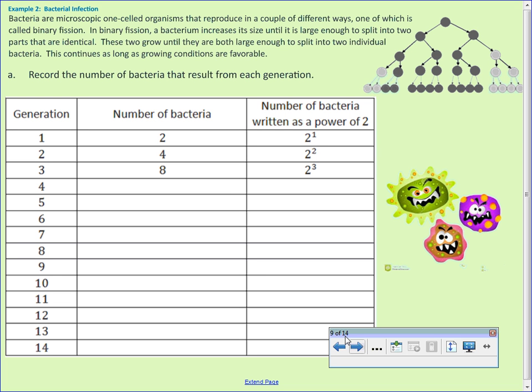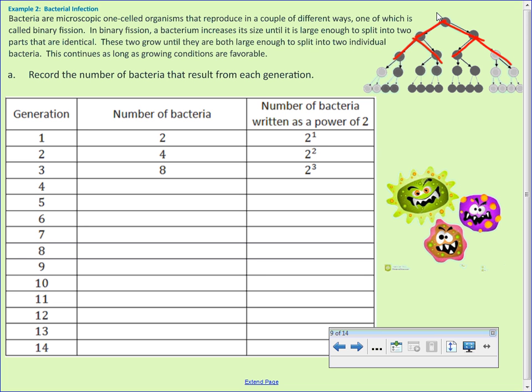All right. So anyway, these 2 grow until they're both large enough to split into 2 individual bacteria. So this one becomes 2, that one becomes 2 more, that one becomes 2 more. Big pizza, chocolate chip cookies, no, really, we can't figure out how to marry this with that? But anyway, so this keeps growing exponentially, as long as growing conditions are favorable.